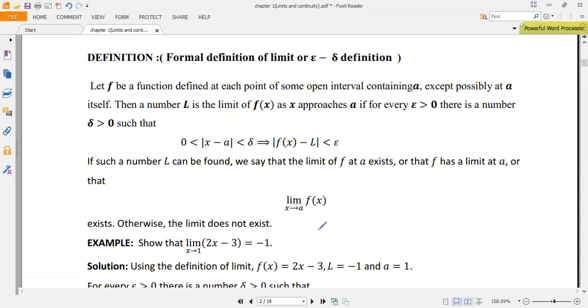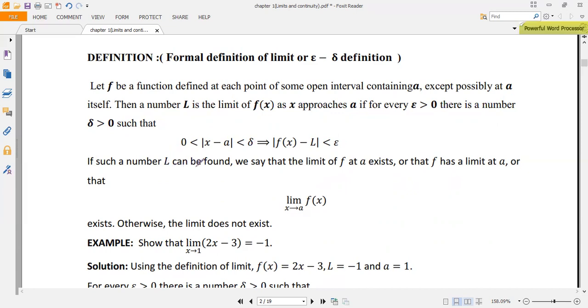The formal definition for the limit is the epsilon-delta definition. It is defined as: let the function be defined on every point of some open interval containing A, except possibly at A itself. Then the number L is the limit of f of x as x approaches A if for every epsilon greater than 0, there exists a corresponding delta greater than 0 such that 0 less than the absolute value of x minus A less than delta implies that the absolute value of f of x minus L is less than epsilon.